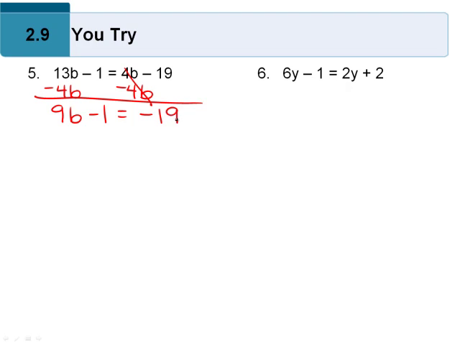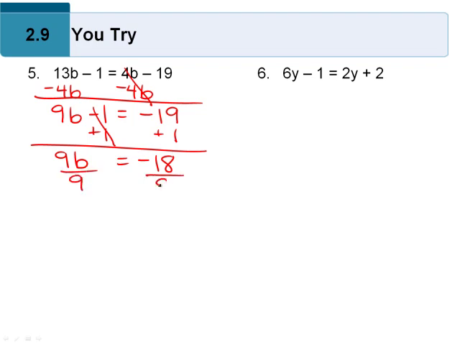Okay, that comes down. Now get the constant. Okay, so get rid of that negative 1, so add 1 to both sides. 9b comes down. The 1's have canceled. And negative 19 plus 1 is negative 18. Okay, remember your sign rules. And the last step, divide by 9. So the 9's cancel, and b equals negative 2. Okay? All right, number 6.